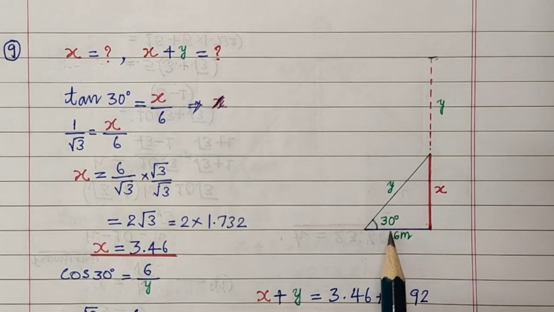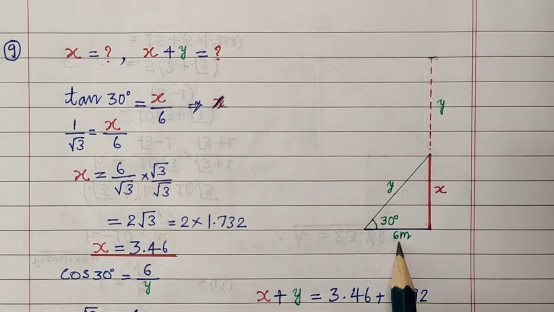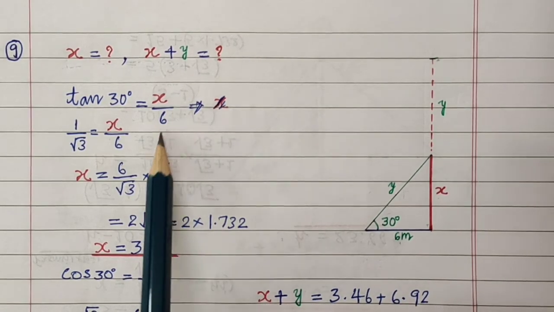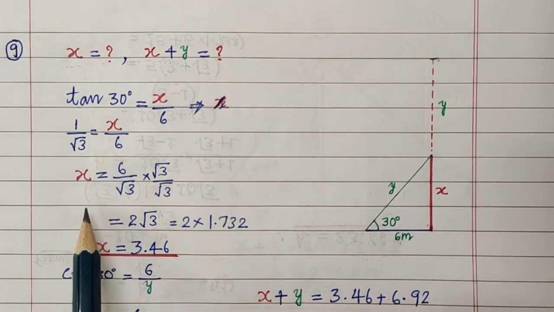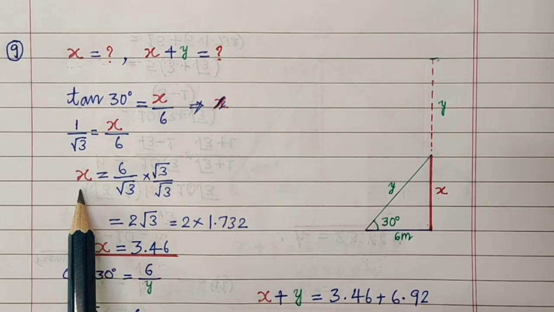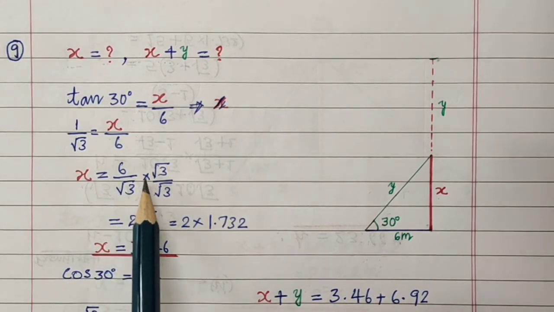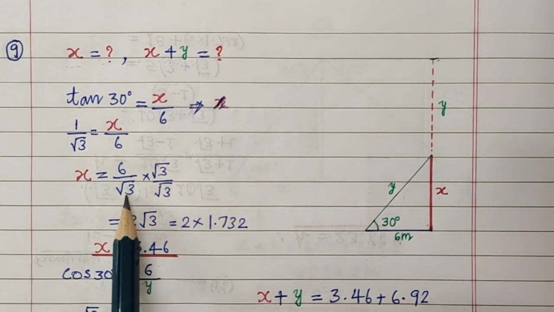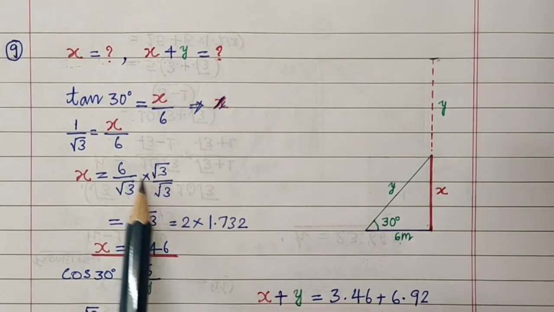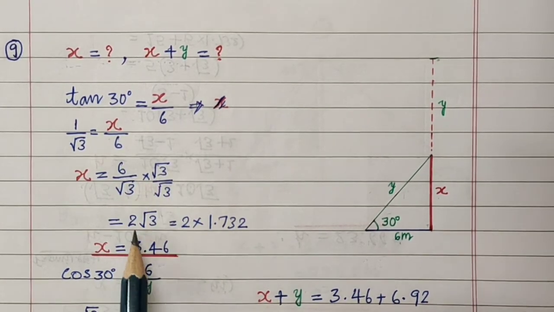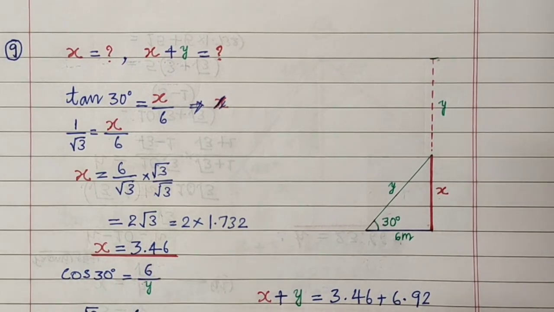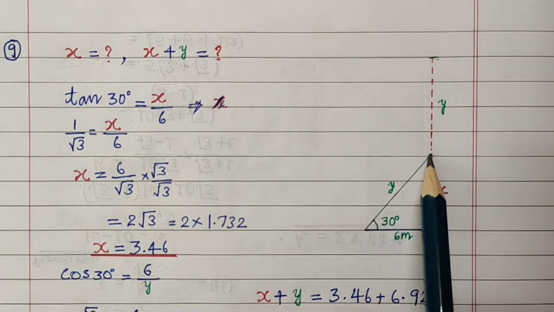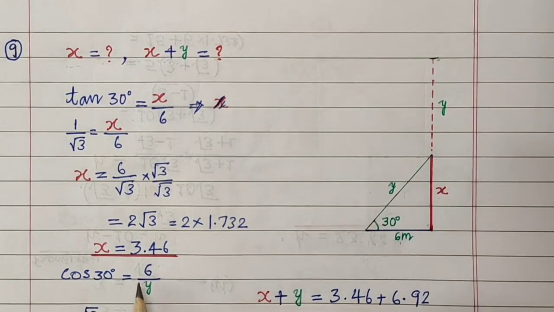Tan 30 is perpendicular divided by base, that is x by 6. Therefore tan 30 is 1 by root 3, x divided by 6. x is equal to 6 divided by root 3. So multiply and divide by root 3 to make the denominator 3. 6 root 3 by 3, 2 root 3. Root 3 is 1.732. Therefore x is equal to 3.46.